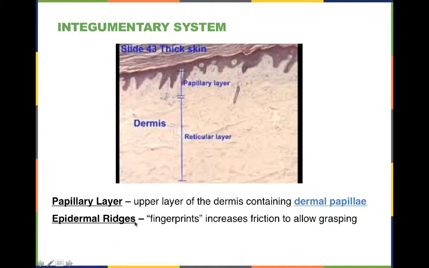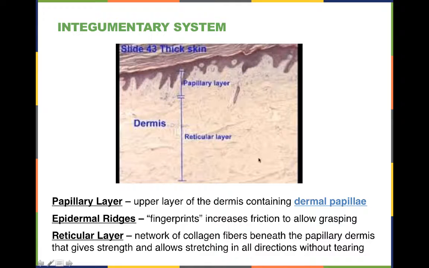In addition, the epidermal layer has ridges, which we know as fingerprints. And the ridges are there to help us with grasping, although we can also use them to identify people because every individual has a different fingerprint. Even identical twins that have the same DNA have different fingerprints.